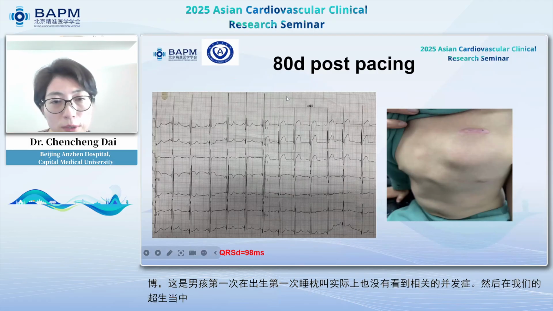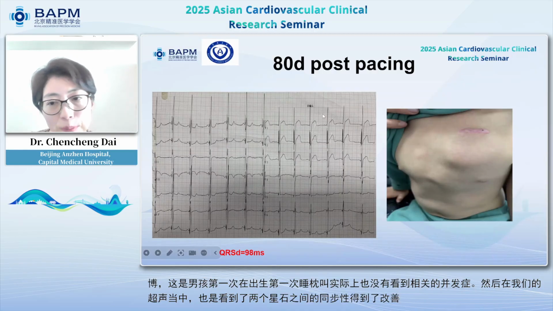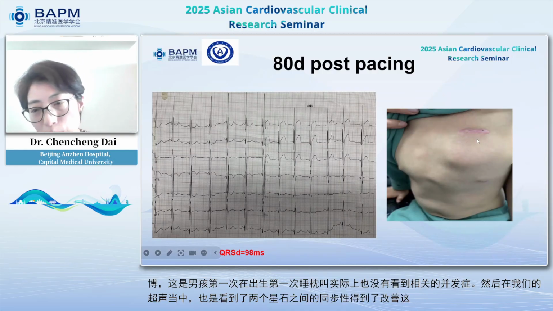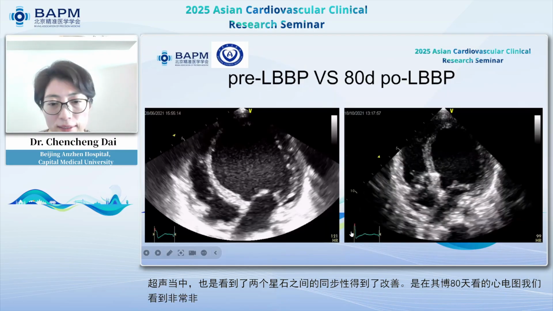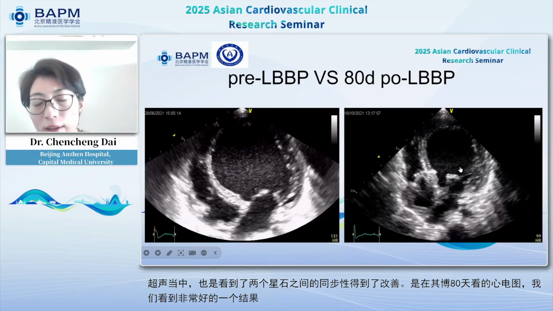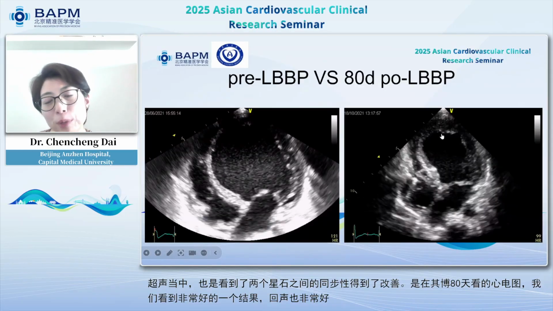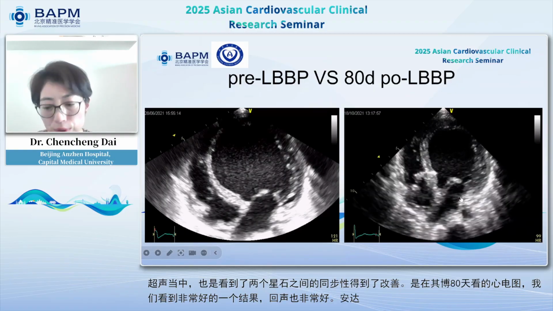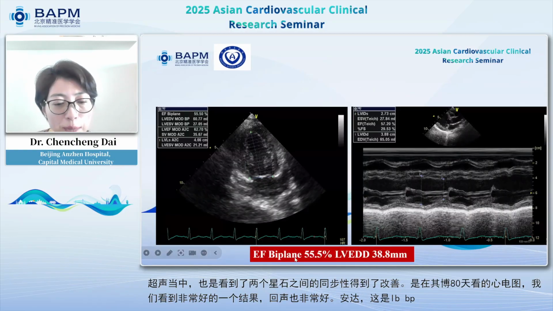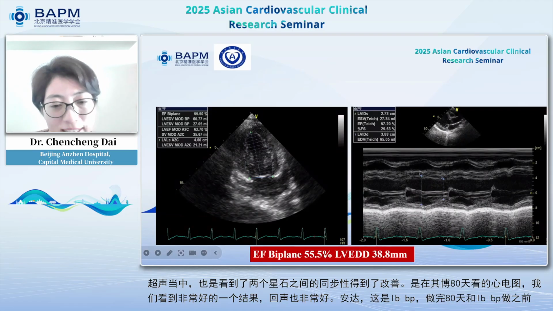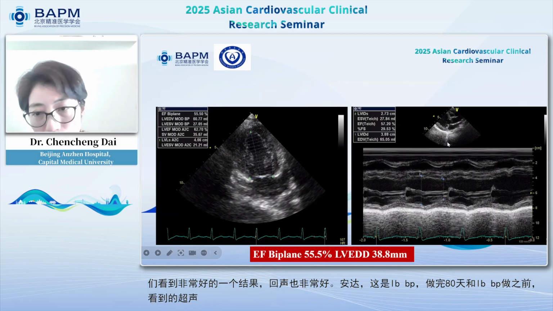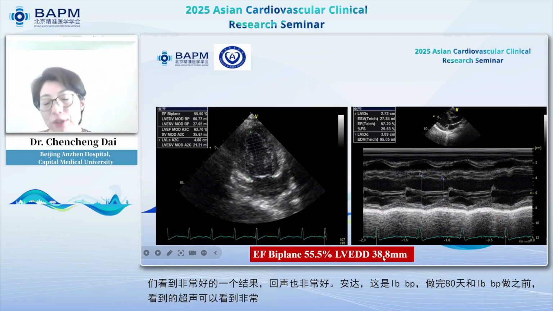And this is the ECG 80 days after pacing, and the pocket is excellent. We see the echo 80 days after LBBP. It is very good, and EF biplane is 55%, and LVEDD is 38 millimeter.